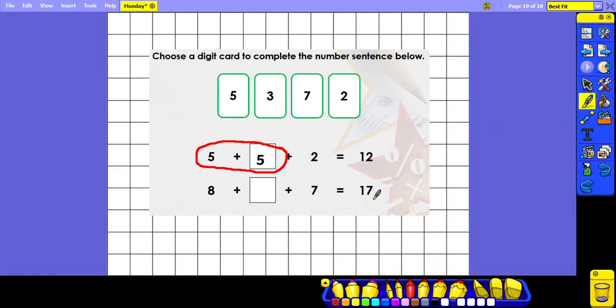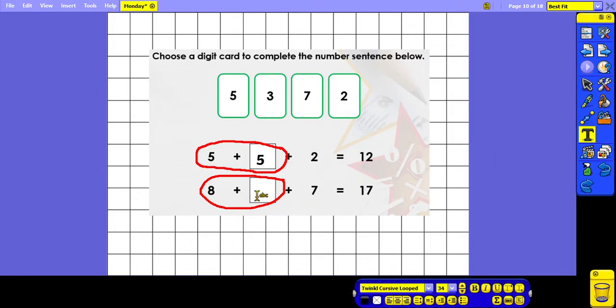I'm going to use the making 10 strategy again here. 8 add something makes 10. Looking at the cards, I know that it is 2. 8 and 2 makes 10, and the 10 add 7 equals 17.